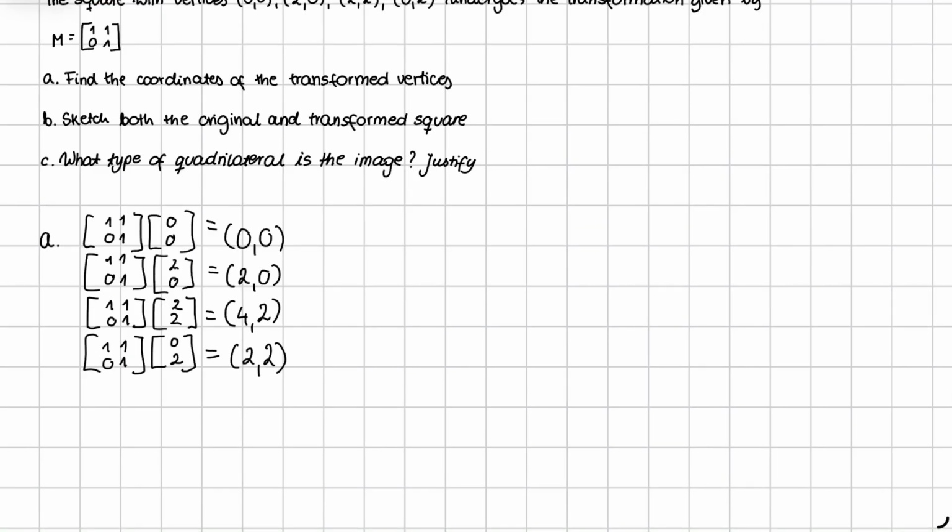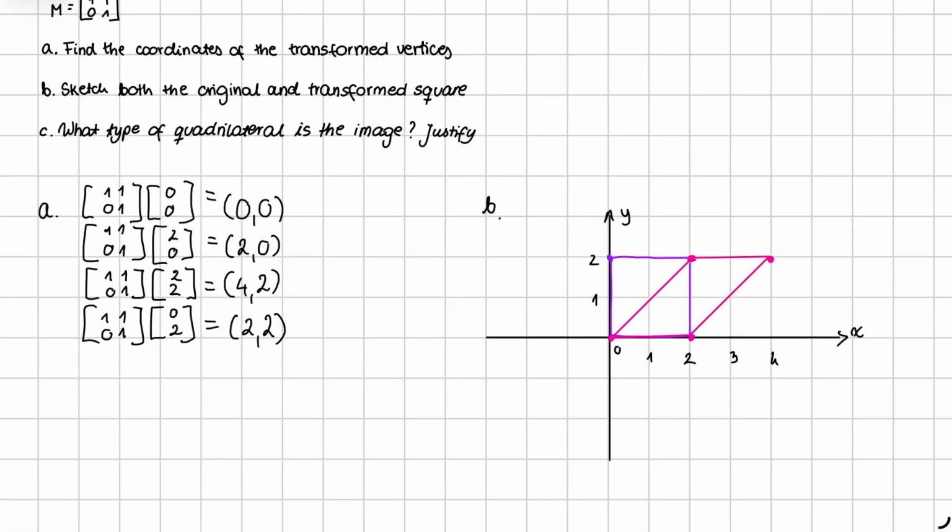B. Sketch both the original and transformed square. So we have to just draw our coordinate plane and then denote all of these points. So these are our figures. The purple one is our square, and the pink one is our transformed square.